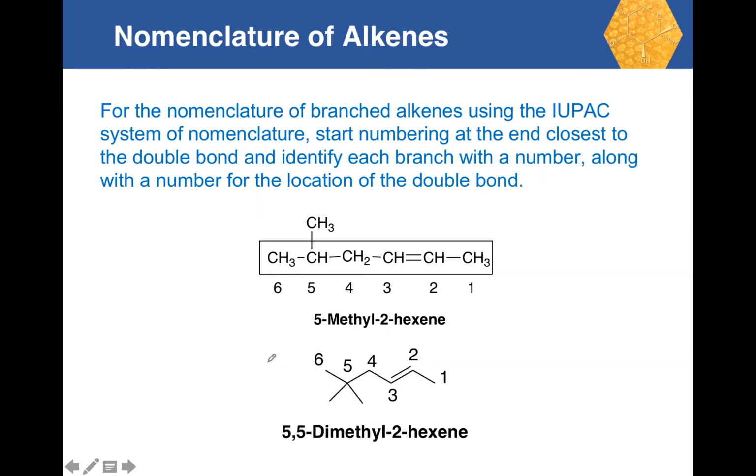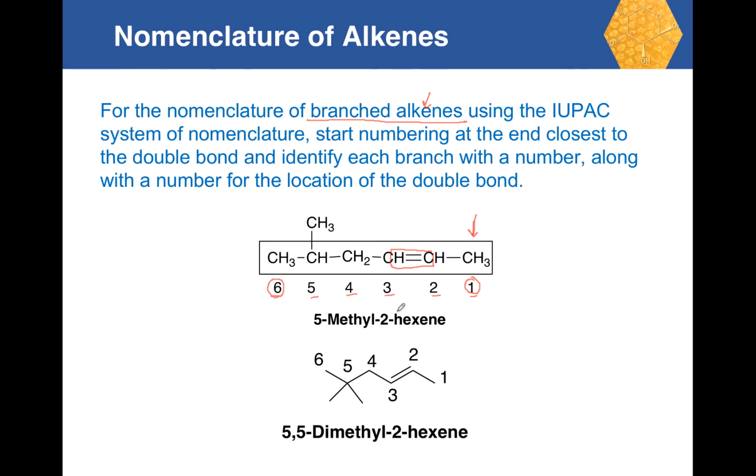Okay, let us see how we name branched alkenes. Still dealing with alkenes. How do we name a branched alkene? Here is an example. This is an alkene because we have the double bond in the molecule. We start numbering at the end closest to the double bond, so we'll start with number 1 at this end and not over here. So we go 1, 2, 3, 4, 5, and 6.